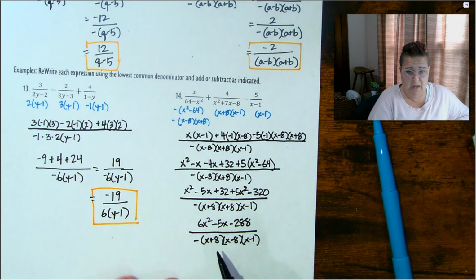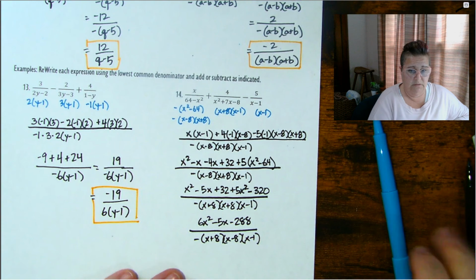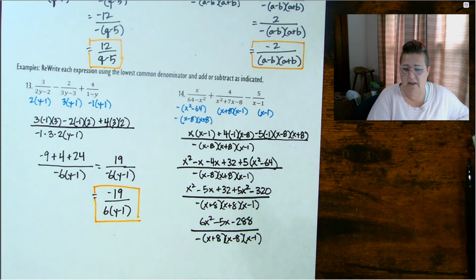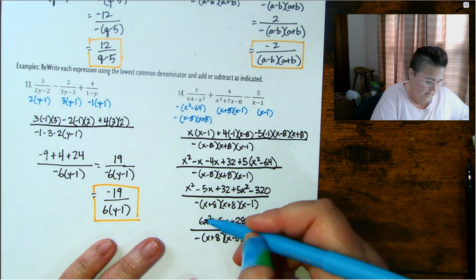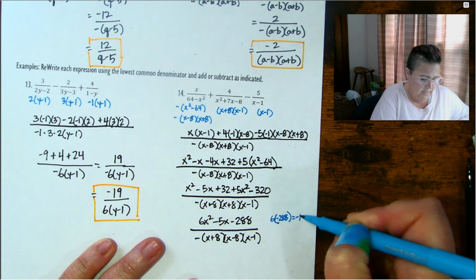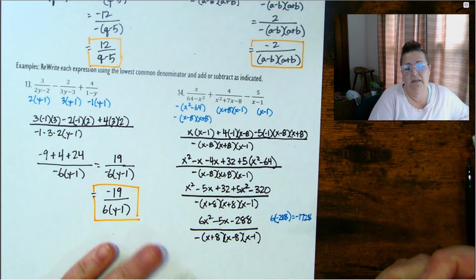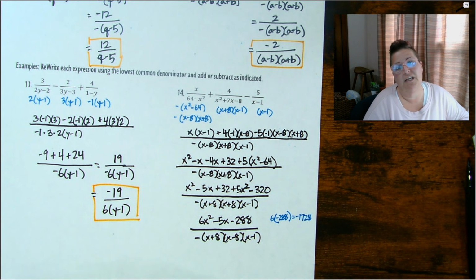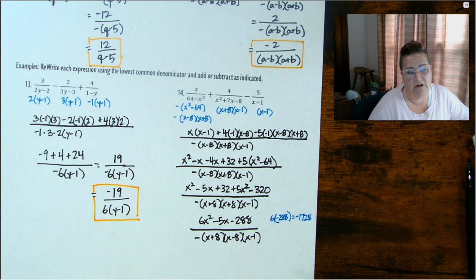All right. So now this is a trinomial. I need to check and see if it's factorable. So if this is factorable, I need the factors of 6 times a negative 288. That's a negative 1728. Negative 1728 is a huge number to find factor pairs for.